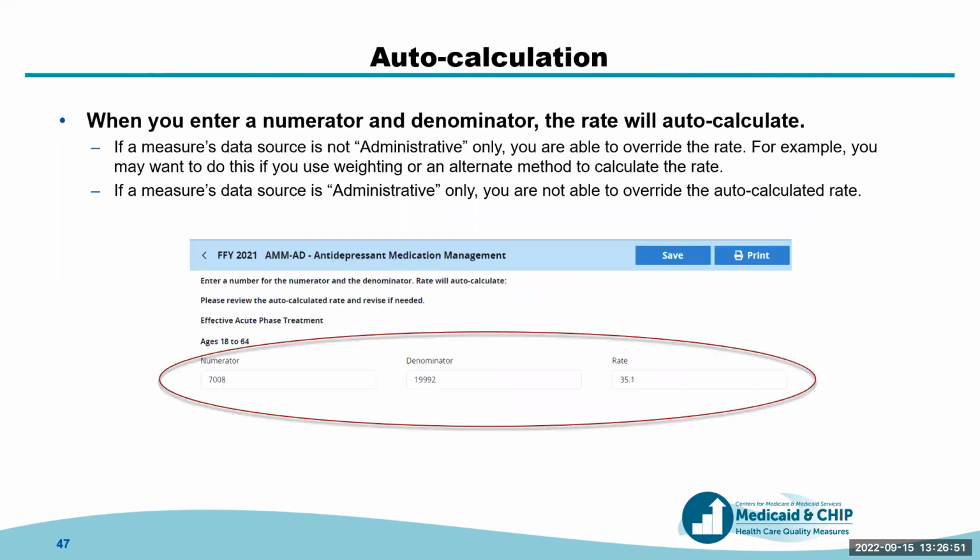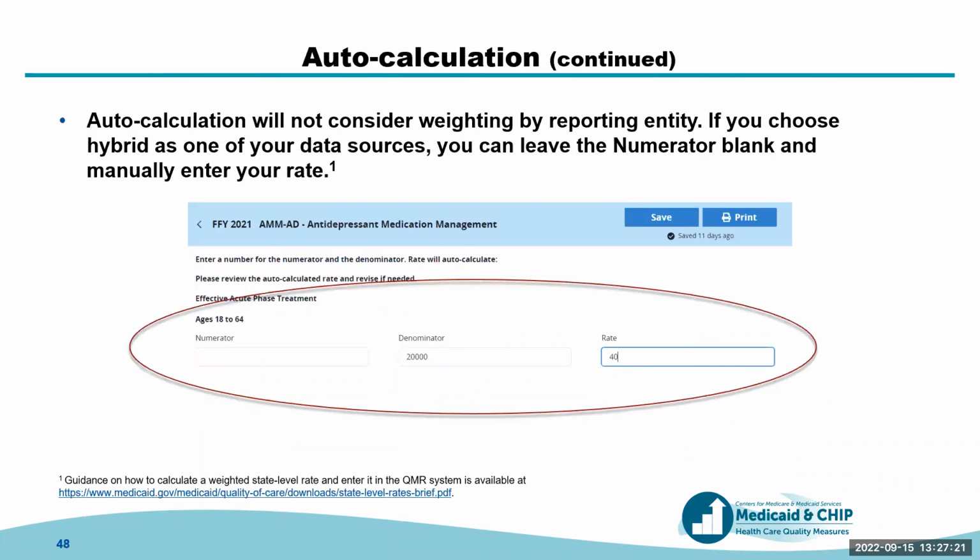Now we will briefly review the auto calculation functionality. When you enter numerator and denominator, the rate will auto calculate. If a measure's data source is not administrative only, you are able to override the rate. For example, you may want to do this if you use weighting or an alternate method to calculate the rate. If a measure's data source is administrative only, you are not able to override the auto-calculated rate. Auto-calculation will not consider weighting by reporting entity.